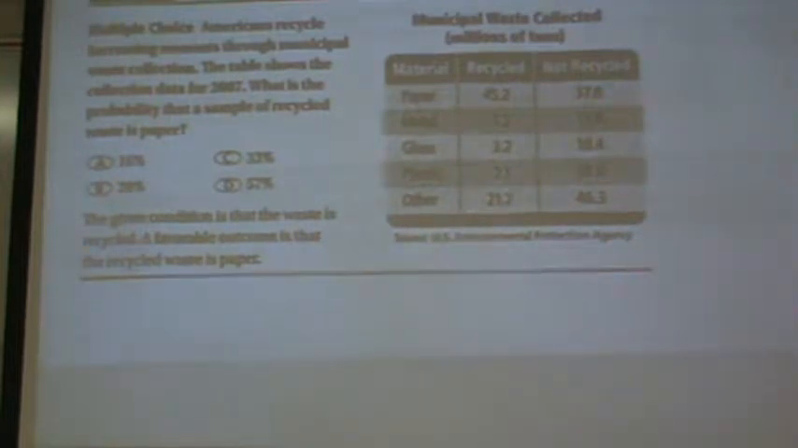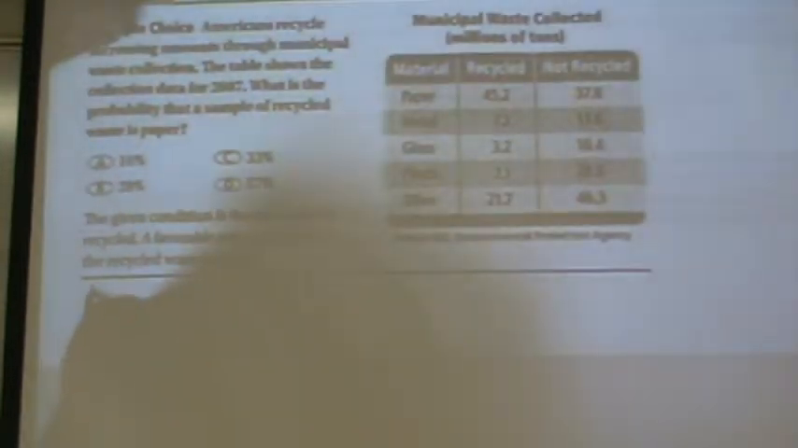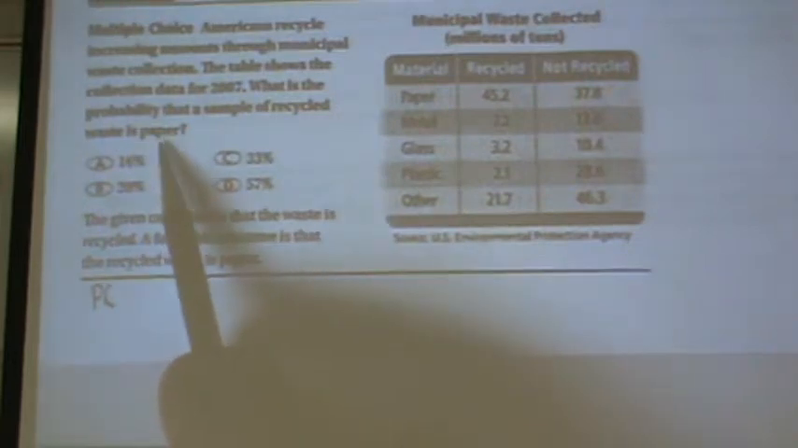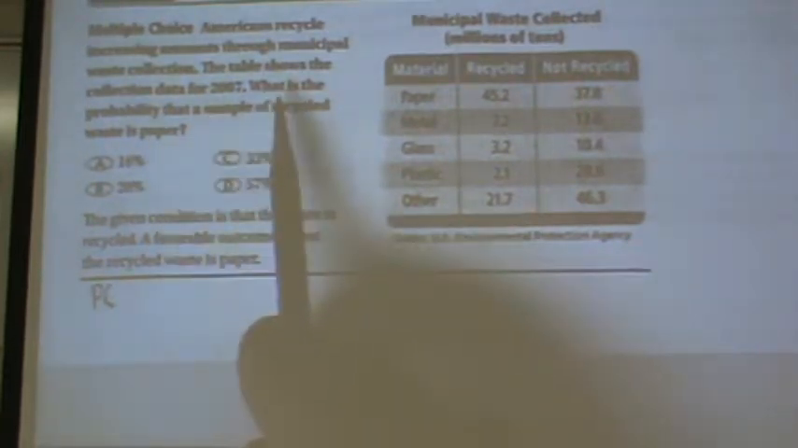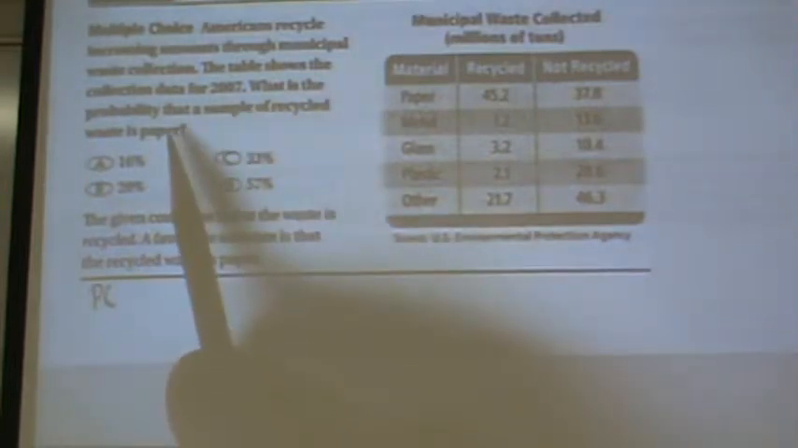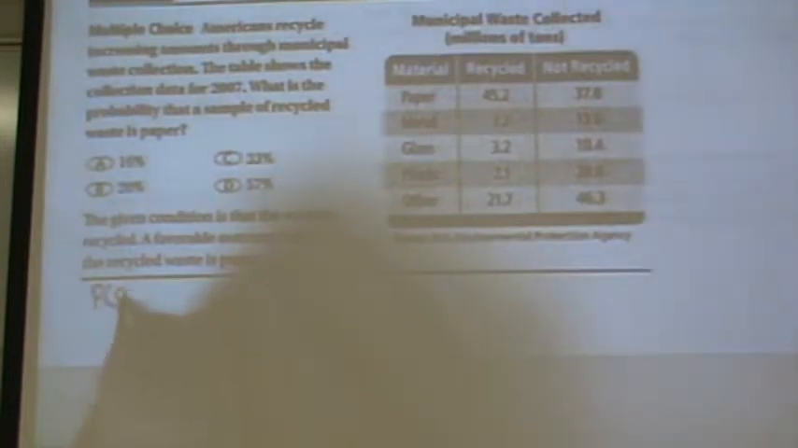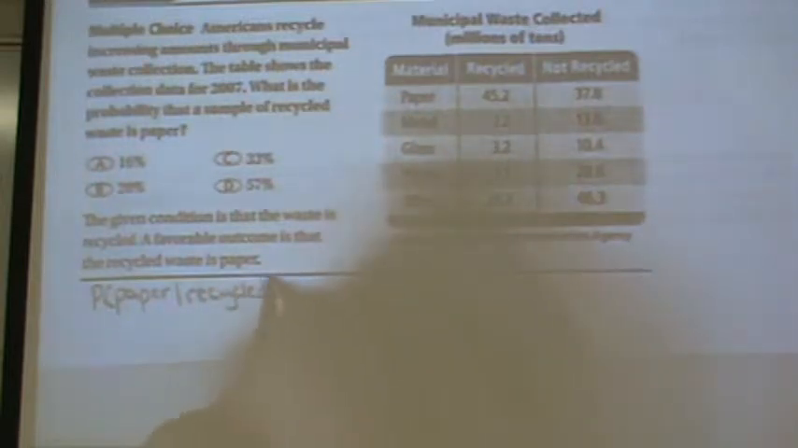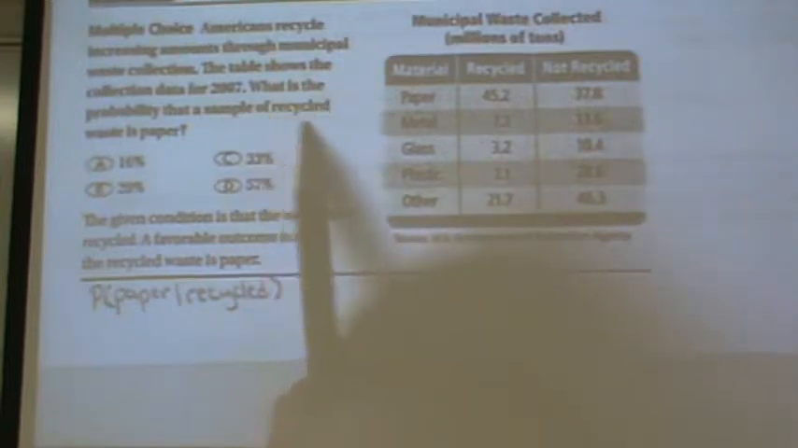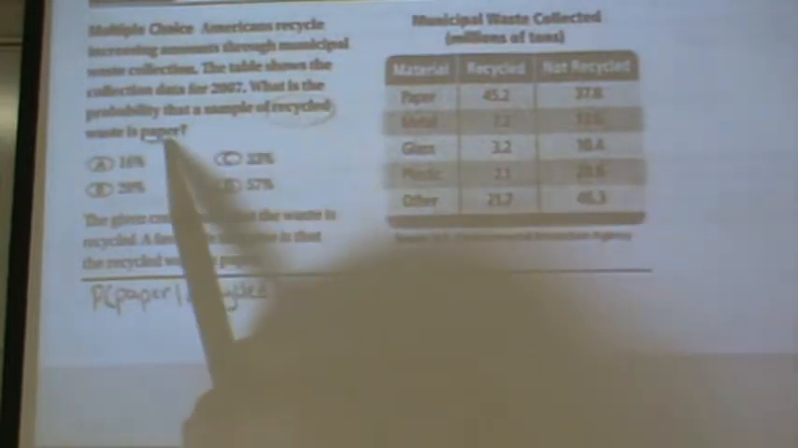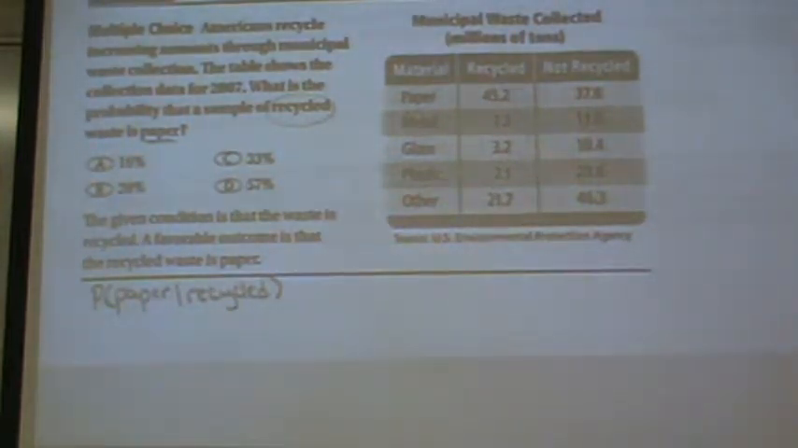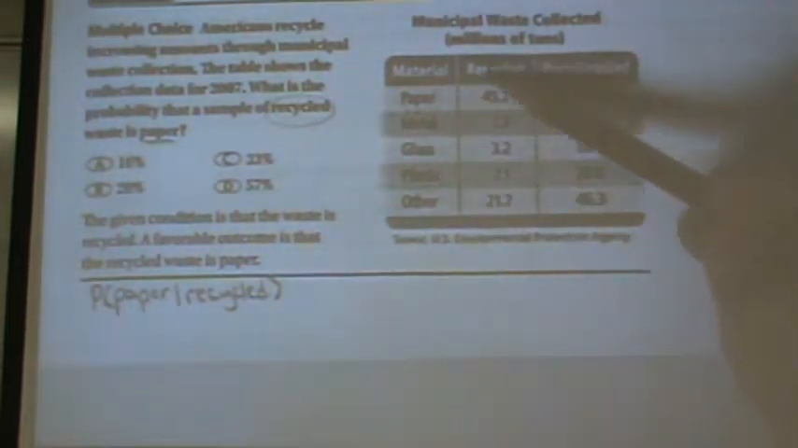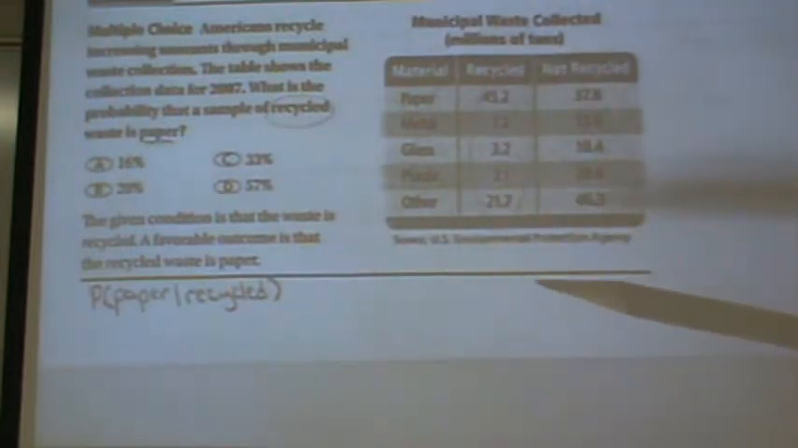First we have to figure out what probability we're actually finding, and this is a conditional probability. We want to find the probability that a sample of recycled waste is paper. So given that it's recycled, we want to know what percentage is paper. That's written as paper given recycled. We know that our sample is recycled, and we want to know what percentage of that recycled is paper. Like in the previous problem, we're interested in the recycled column, so we add this column, and that gives us our total.